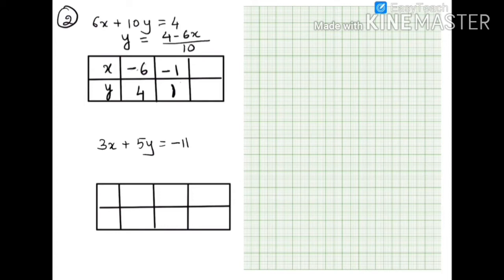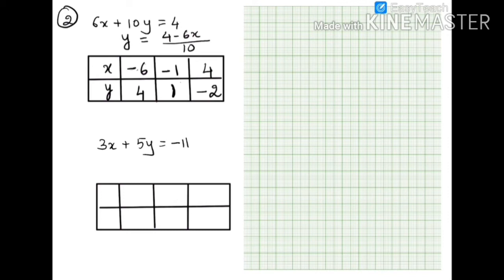So the third point can be obtained by adding 5 to minus 1, so we get 4, and subtracting 3 from 1. So 1 minus 3 will be minus 2.